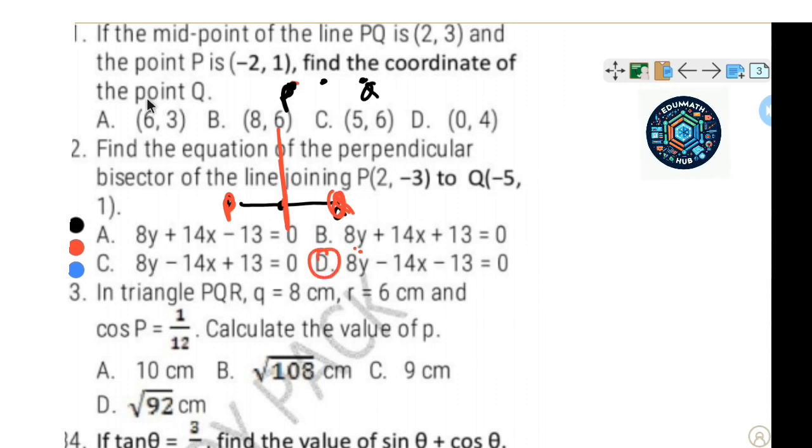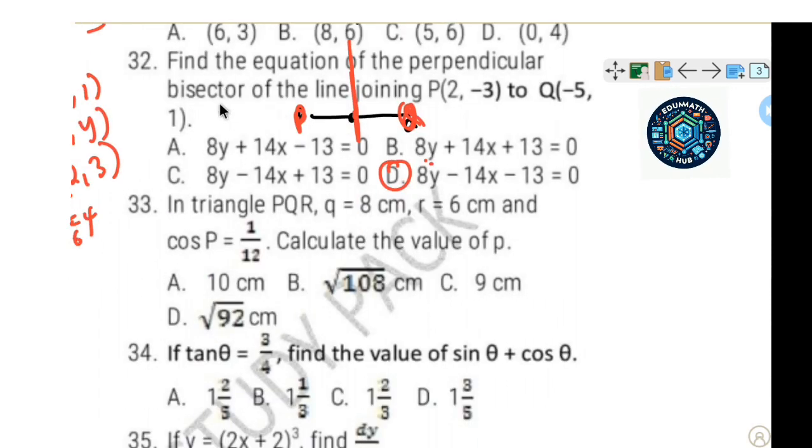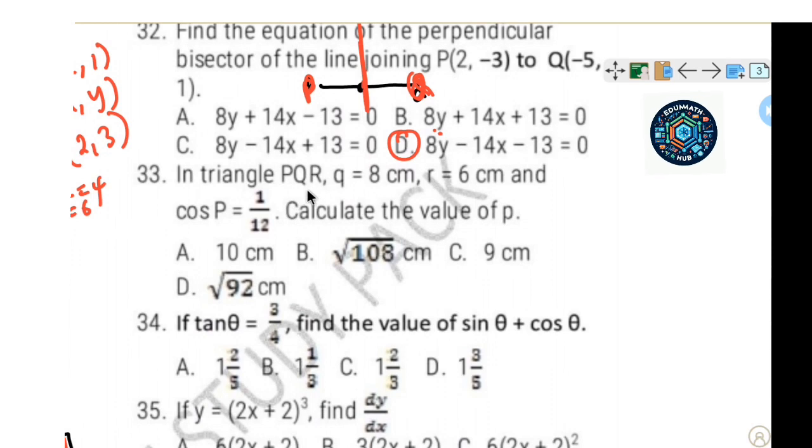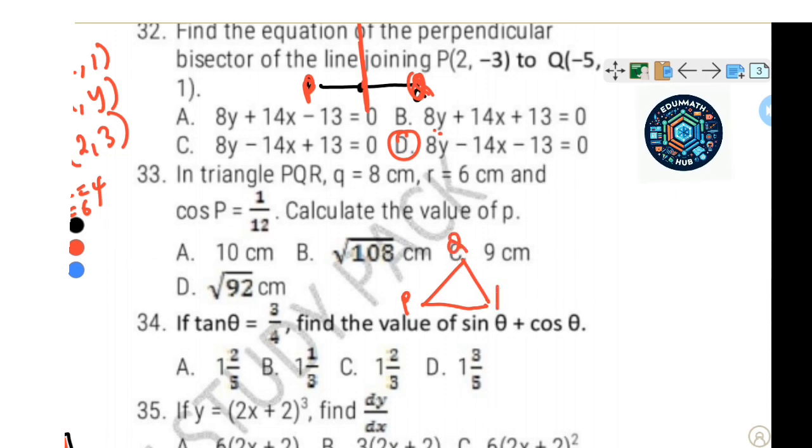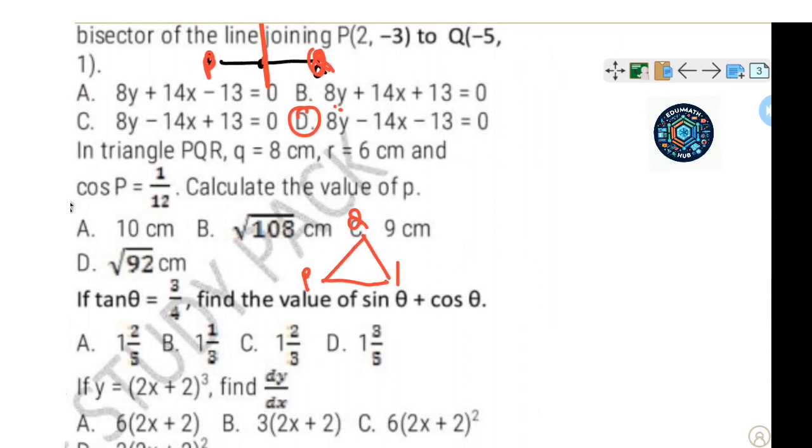So the next one, number 13 or 33. In triangle PQR, Q is 8, R is 6, and cos P is 1 over 12. So you have to find the value of P. If you sketch this diagram, this is P, this is Q, and this is R.